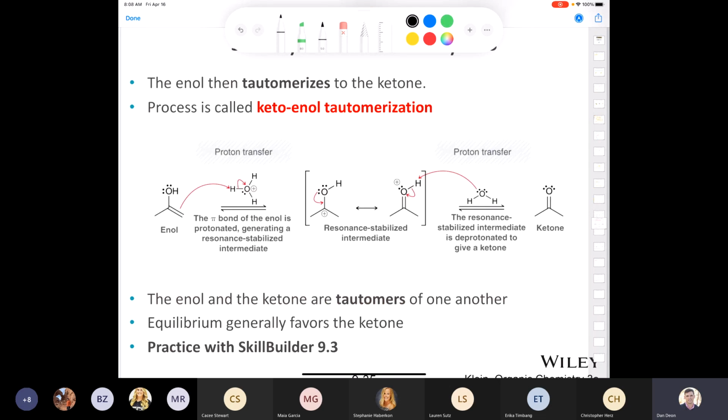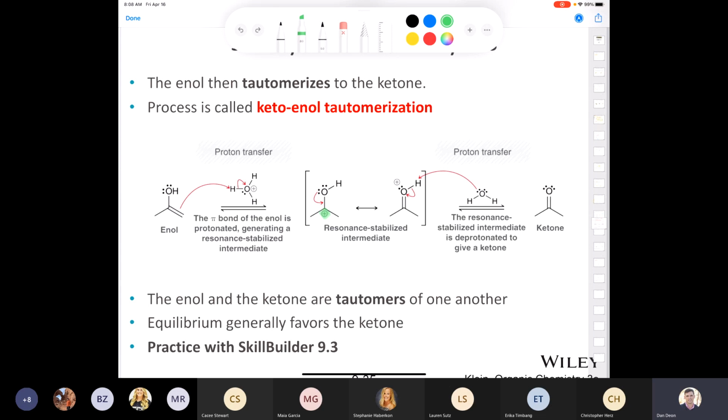Our double bond, the pi bond, behaves as a base and it takes on a proton. Then we get a resonance stabilized intermediate that's right here. So first we form the carbocation, then a lone pair comes down from the oxygen to stabilize that carbocation so that every atom gets a complete octet. Here this carbon doesn't have a complete octet, but here everything does have a complete octet. And then water is going to come in and effect a second proton transfer to produce a ketone.